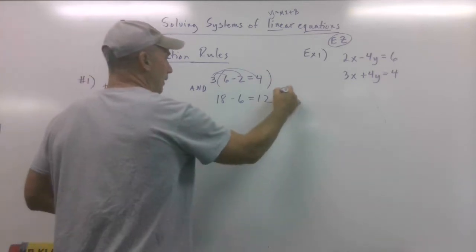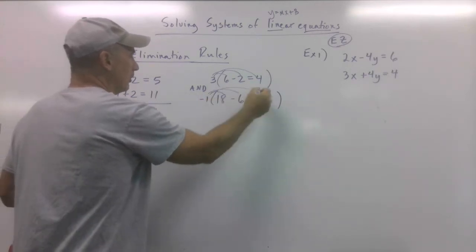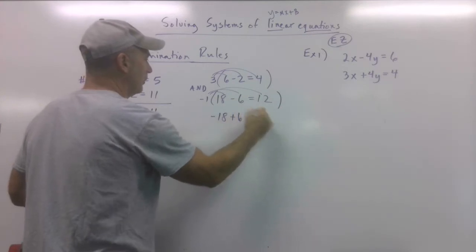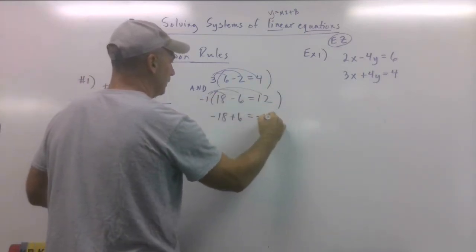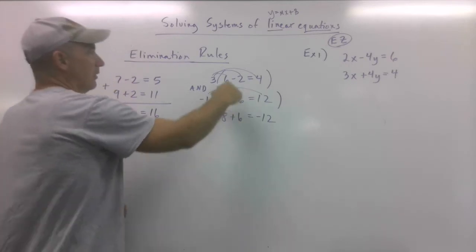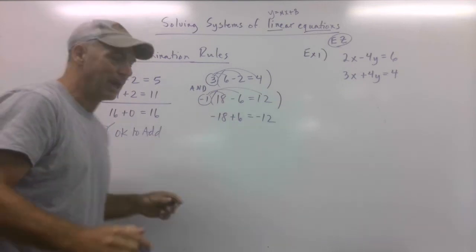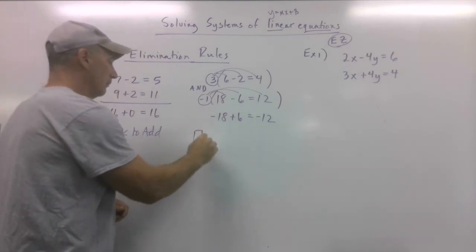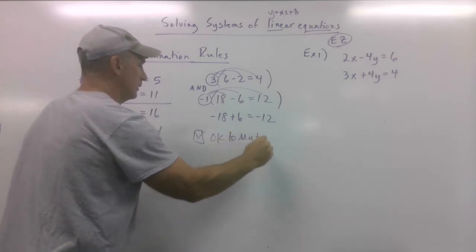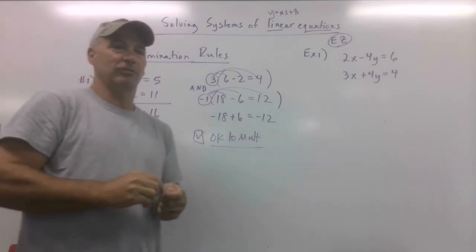Now, what if I multiplied this one by negative 1? Well, distribute, distribute, distribute. Just take the opposite. Negative times a negative is positive. Negative times a positive is negative. And then I ask myself, is that still true? Yes, it is. So on this one, I multiply by 3. On this one, I multiply by negative 1. Bottom line, it's okay to multiply any equation you want by anything you want if it's to your advantage.